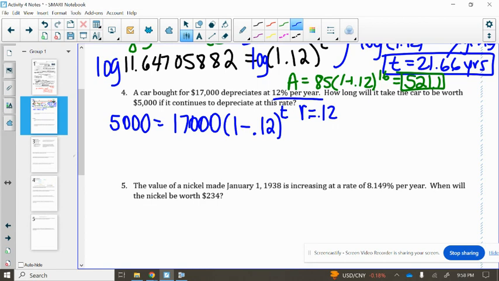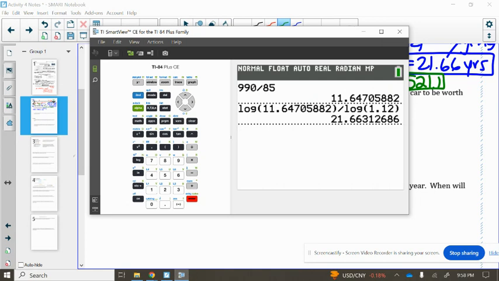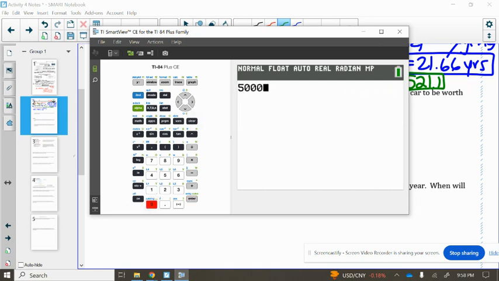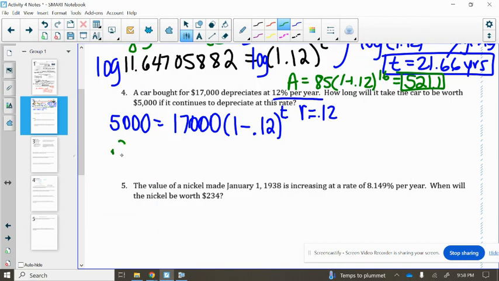And again, we want to isolate the t as much as possible. So we're going to take the 17,000 and divide it over to get our r to the t by itself. So we get about 0.29411 over here. And use a bunch of different decimal places to keep it very accurate. And then we have 1 minus 0.12, so 0.88 to the t power.